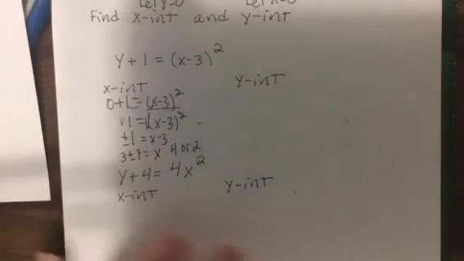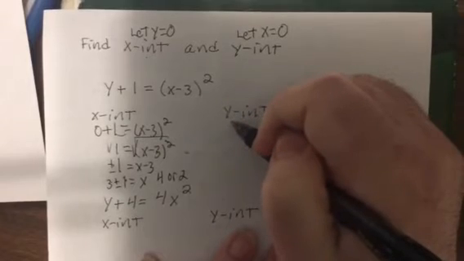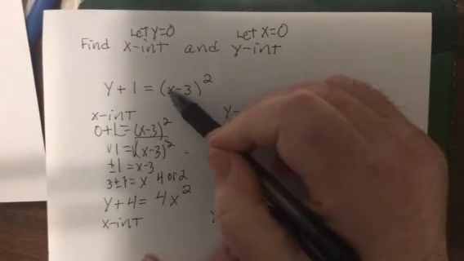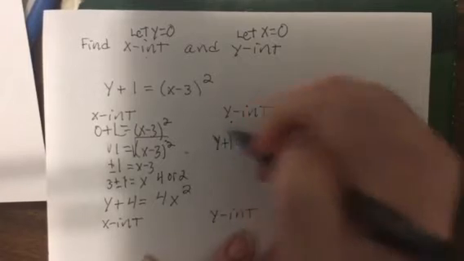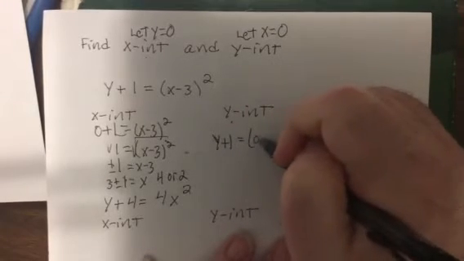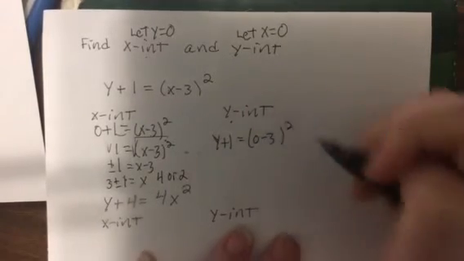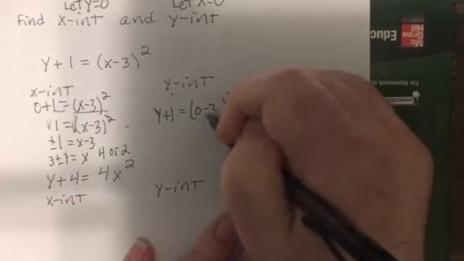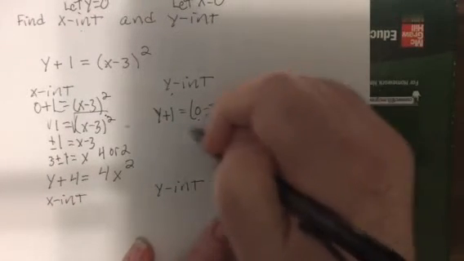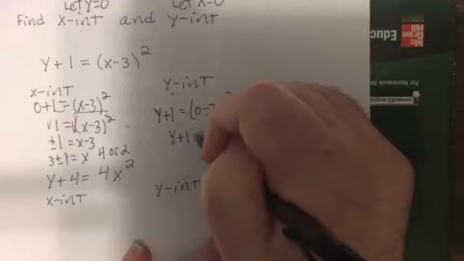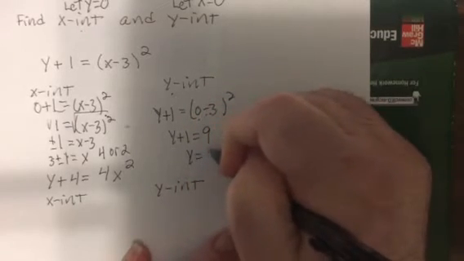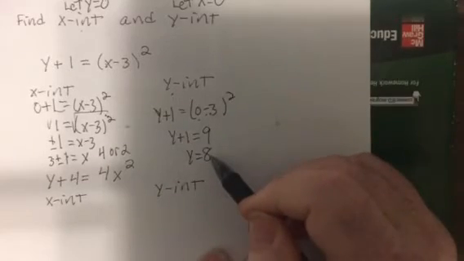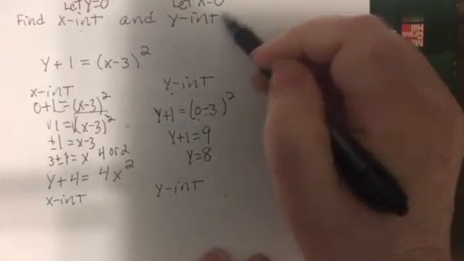Now, we're not going to graph it today. To find the y-intercept, you put 0 in for x. So y plus 1 equals 0 minus 3 squared. Let's bring it over. 0 minus 3 is negative 3. Squared is 9. Subtract 1. It would cross the y-axis at 8. So you go straight up and put a dot. But we're not graphing today.